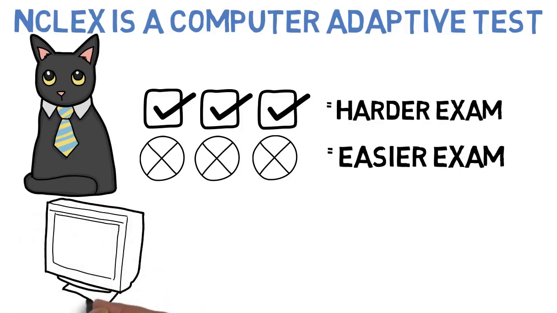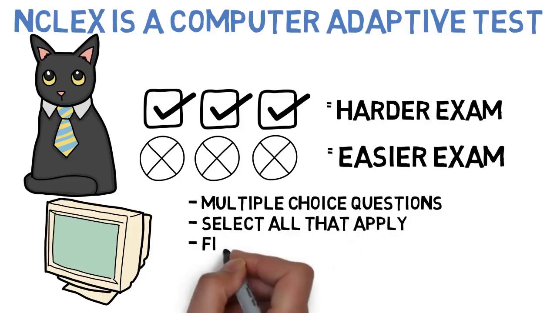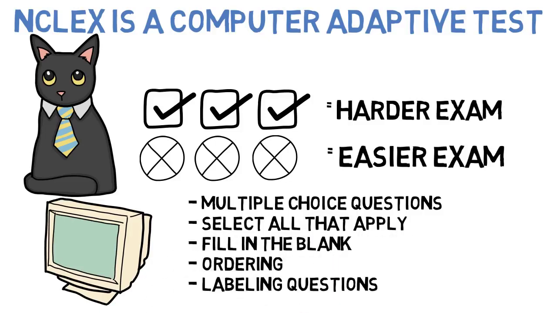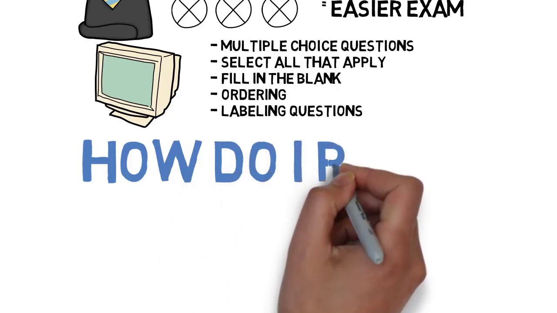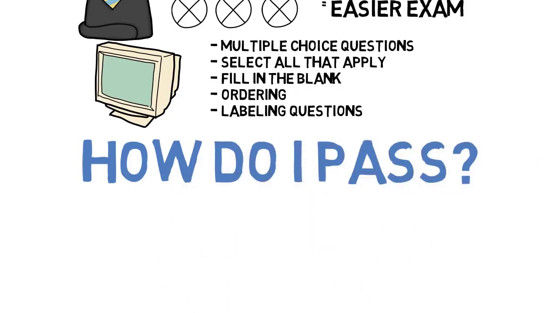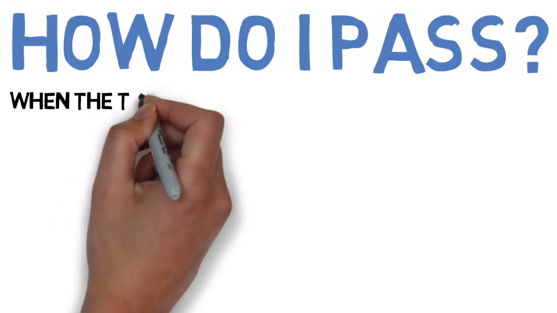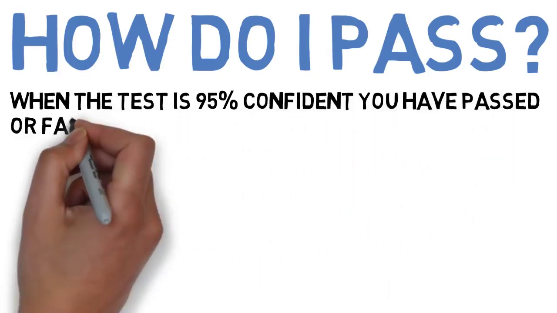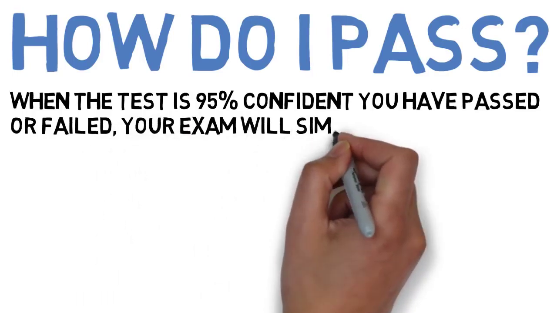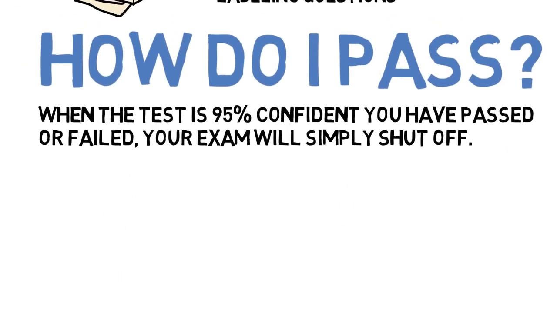The exam is taken entirely on a computer and contains multiple choice, select all that apply, fill in the blank, ordering and labeling questions. So with this knowledge, many people ask, how do you achieve a passing grade? The NCLEX uses what's called a 95% passing interval. This means that when the test is 95% confident you have either passed or failed, it will simply shut off.